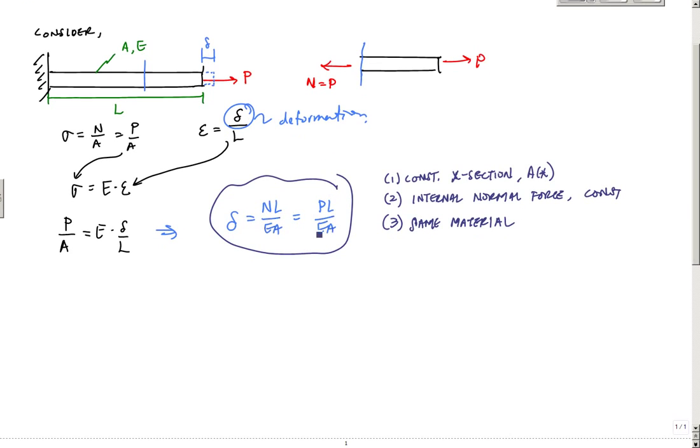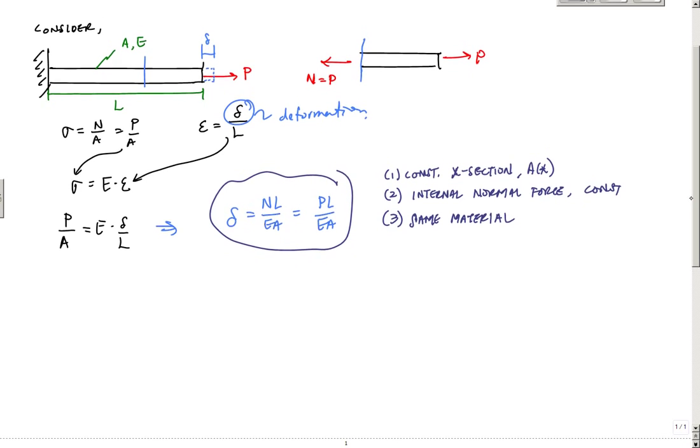So this is the example, and this is a very useful equation that gets used most of the time, because a lot of the problems that we're going to look at have constant force or constant internal normal force and a constant area, and it's going to be over a predefined length.